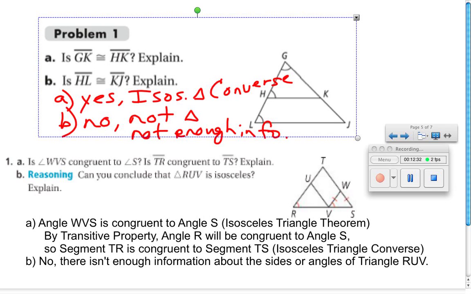And then finally, in part B, I hope that you'd realize there just isn't enough information about triangle RUV to conclude that that triangle is isosceles. Okay, before I move on, any questions on either of those parts? Yes, sir. So S is congruent to V, or WVS? Yes. And so since S is congruent to V, that means S is congruent to R because of, in the giant triangle, they're both the same. Okay.